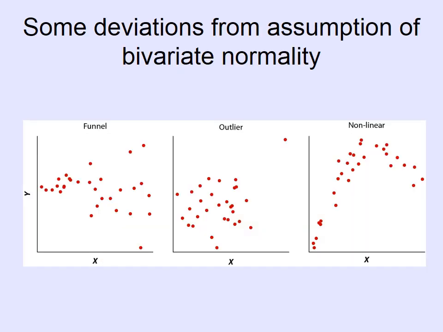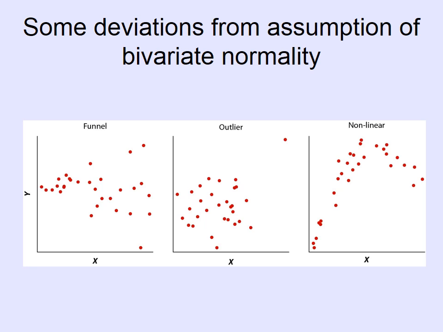Here's some ideas of what you might see on a scatter plot when you are violating the bivariate normality. In the first one, there's a funnel shape. And in the third one, there's a clearly non-linear pattern. The second one I want to talk about last because outliers are something we really need to be cognizant of when we're looking at our scatter plots.